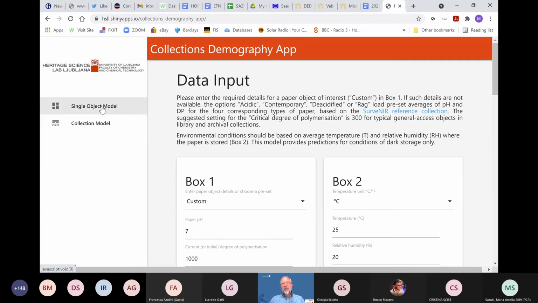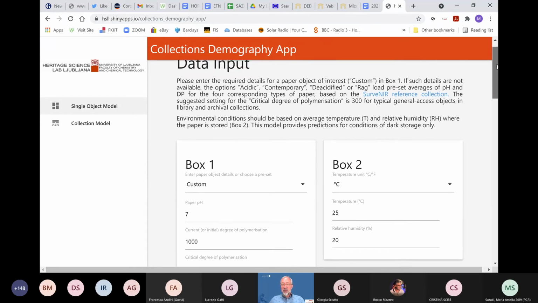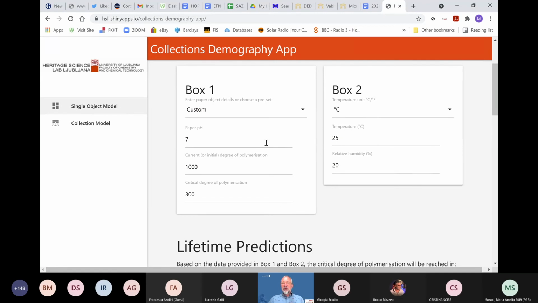You will see that the app consists of two tabs. It has a tab that enables us to model single objects, but also collections. I'll focus on collections in a minute. Let's look at the single objects app first. There are several preset types of papers. Let's say that we're modeling the lifetime of a typical acidic paper. And the average acidic paper in our study collection has a pH of 5.2, a starting degree of polymerization of 826, and we can decide on any critical degree of polymerization that corresponds to what we consider to be the end of lifetime or the threshold fitness for purpose.